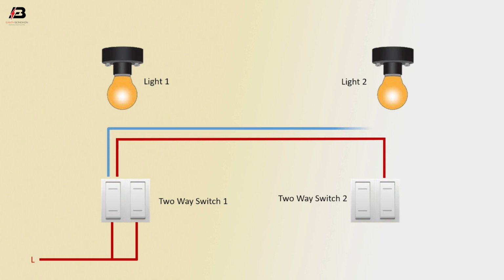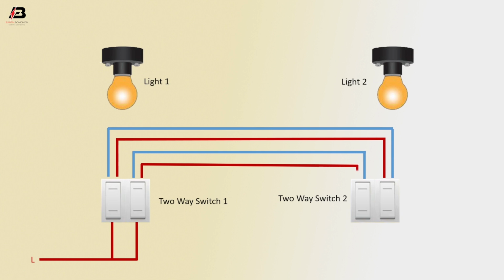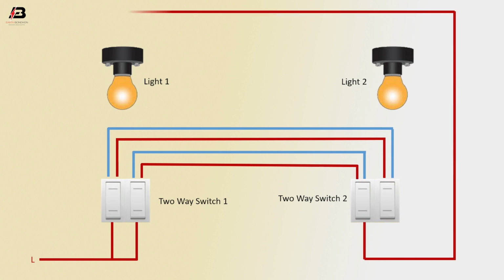Another connection from 2A switch 1 to 2A switch 2, common connection between two switch. Again, another connection from 2A switch 1 to 2A switch 2. Phase connection from 2A switch 2 to connect light 1, phase connection from 2A switch 2 to light 2.